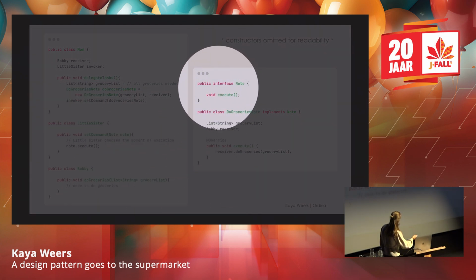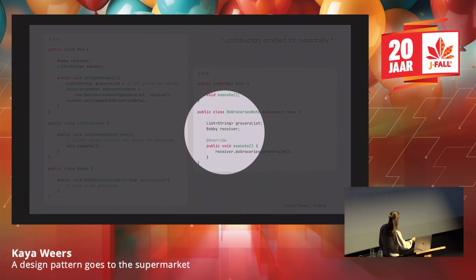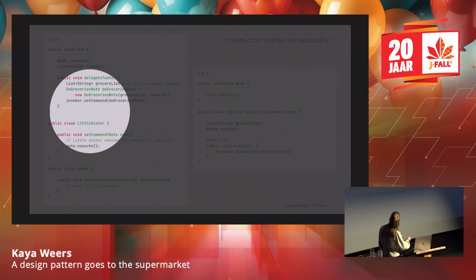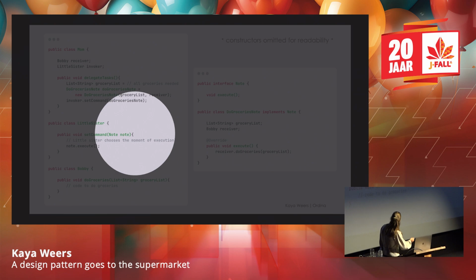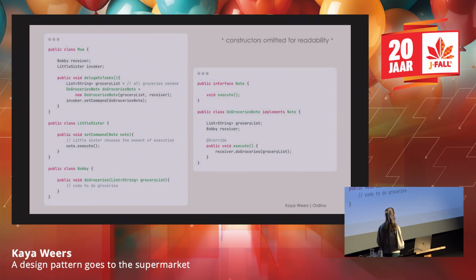So the node, just the interface with an execute. The do groceries ones know about the grocery list and the receiver. And then the sister, she just executes it. And what I put in the comments is that she can choose the moment of execution. So the mom doesn't worry anymore about it. It's just the sister who handles it. And right now she chooses to do it directly, but maybe she was playing with her dolls first. And then in the end, Bobby will be called to do the actual groceries.